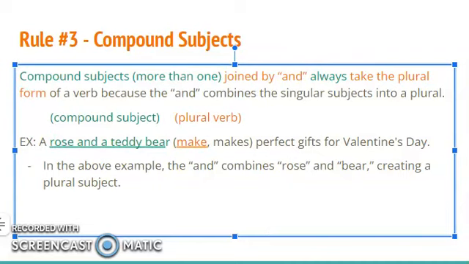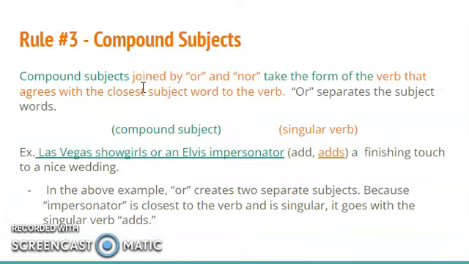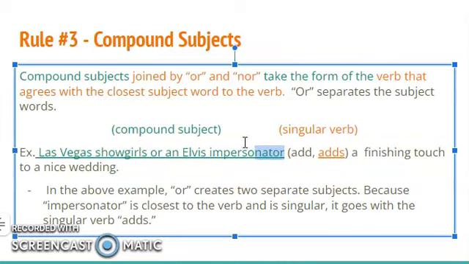Now, where this gets more complicated is if we have compound subjects joined by or, nor. So for those, we have to look at the part of the subject that is closest to the verb. Okay, so we look at this sentence, Las Vegas showgirls or an Elvis impersonator. We have to ask ourselves, is Elvis impersonator singular or plural? So that's singular, we're only talking about one, so we'll need the singular verb adds to follow it, a finishing touch to a nice wedding. And that's because when we use or, nor, we're giving an option between the two. We're not grouping them together.